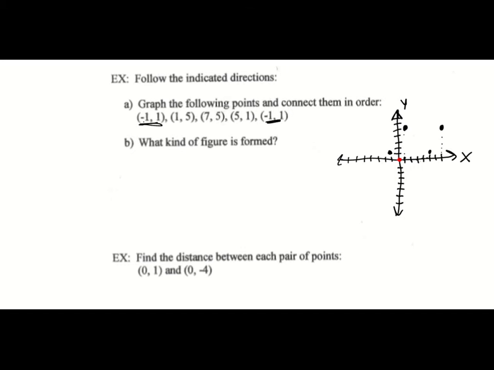So now it says connect them in order. So we start at negative 1, 1, then we go up to 1, 5, then over to 7, 5, back down to 5, 1, and then all the way back to our first point, which was negative 1, 1. So now asked what kind of figure is formed, and we can say that this shape is a parallelogram. Remember, a parallelogram has two sets of parallel sides.